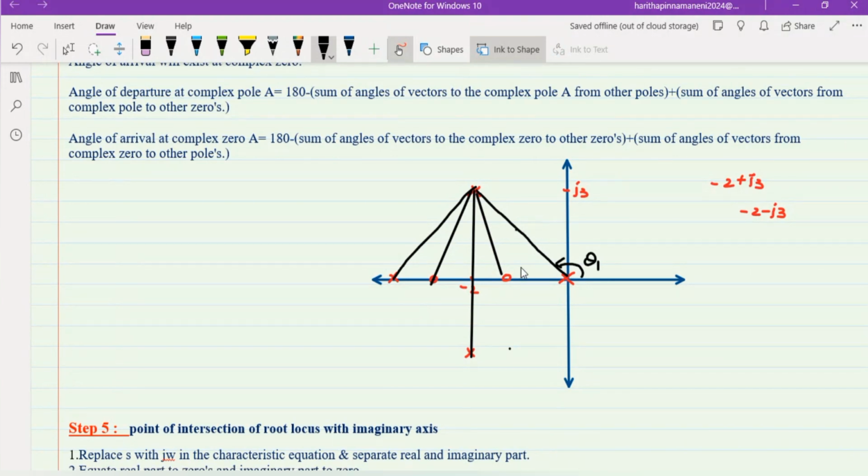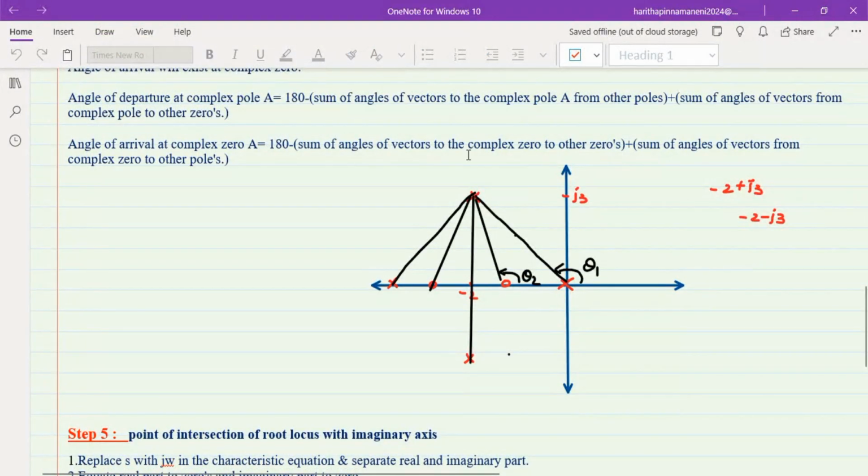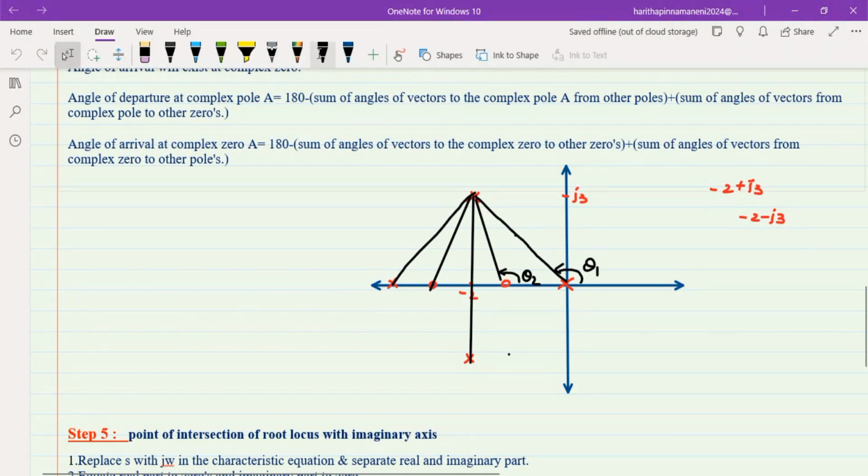Now mark the angles. This is theta 1 and this is theta 2, and let's assume this is the angle theta 2. Next angle, this is theta 3, this is theta 4, and this is theta 5. So let's assume the distance from here to here. Let's assume this is A, the distance from here to here.